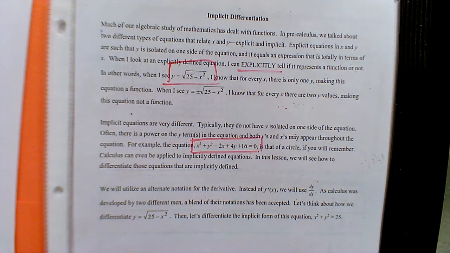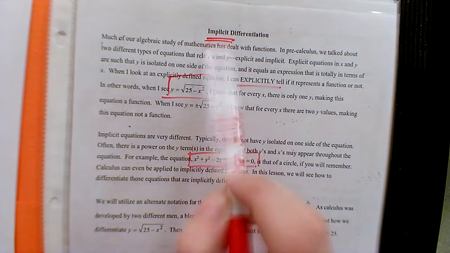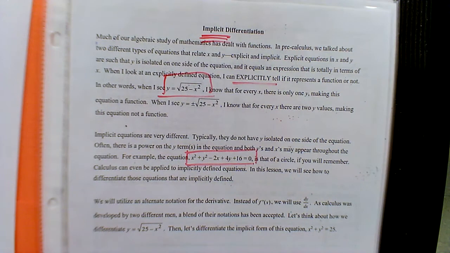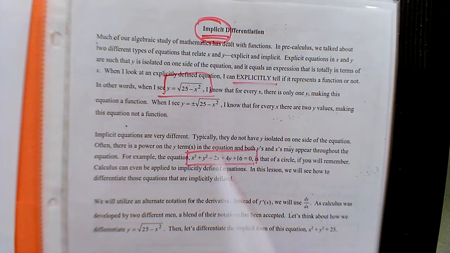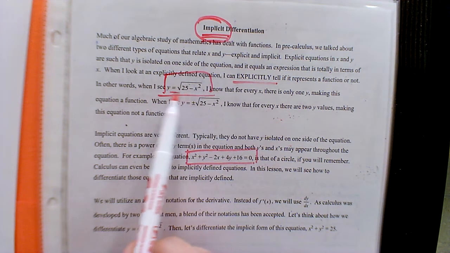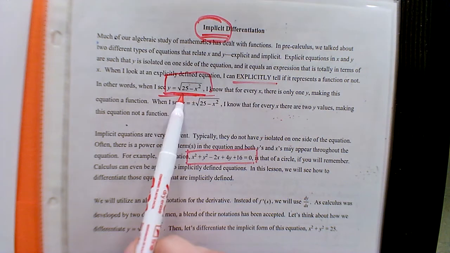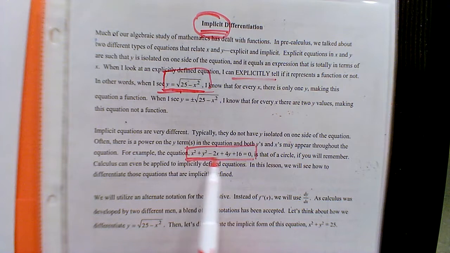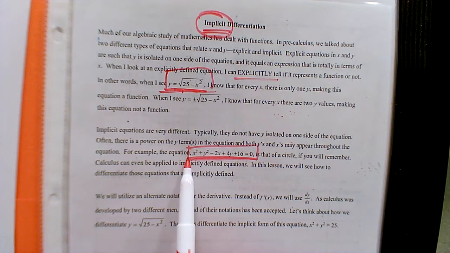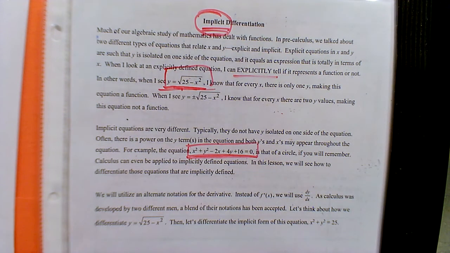So explicit is what you're used to, whereas implicit has the variables mixed throughout. Okay, there's a difference between the two forms. So what we're going to do is practice finding derivatives of implicit equations. We know how to find the derivative of this using some of our shortcuts. What we're not quite familiar with is how do we find the derivative of this? How do you find the derivative of x's and y's when they're kind of mixed together? So we're going to take a look at that in this section.